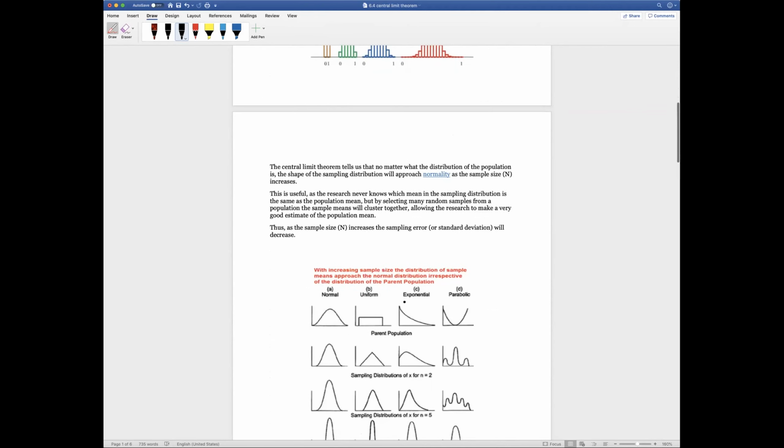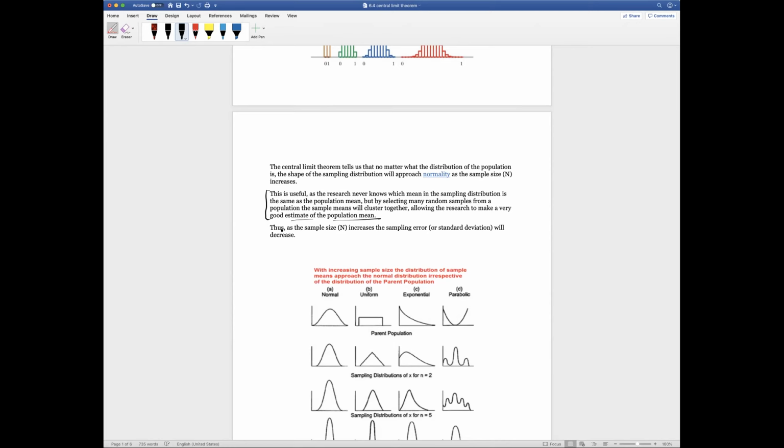This central limit theorem tells us no matter what the distribution of the population is, the shape of the sampling distribution will approach normality as the sample size n increases. So the reason this is useful, or how we're going to use this, is, as I said before, we do know that it's difficult for us to get information about a population. So what we're going to do is use the sampling distribution. We're going to get a bunch of means from samples to help us make informed decisions about the population mean. And it allows us to make very good estimates of the population mean based on this.